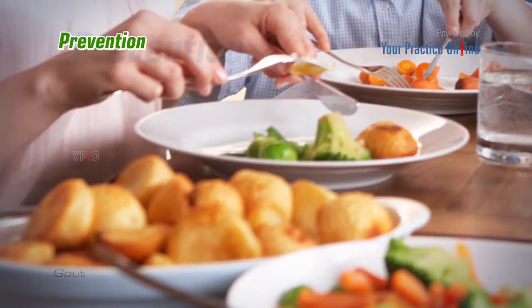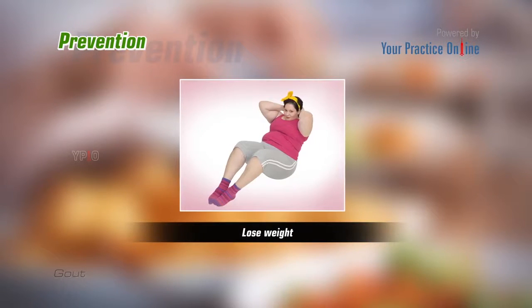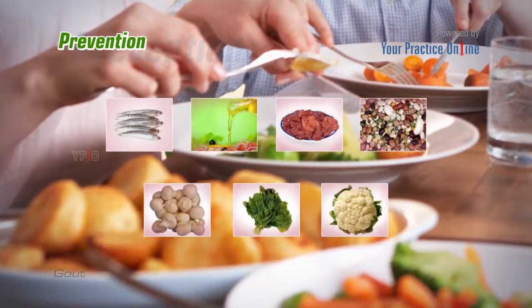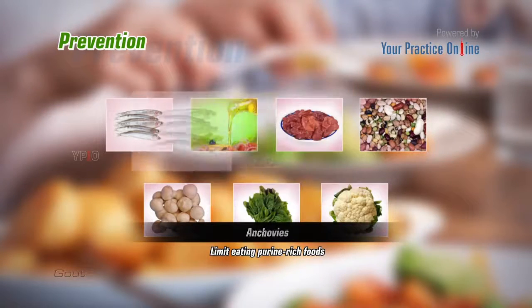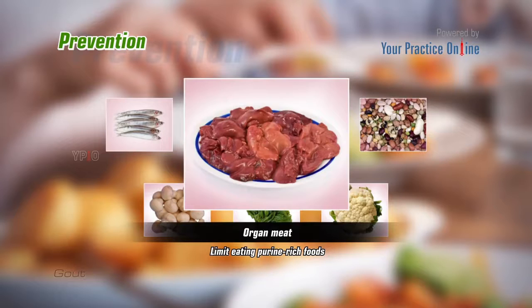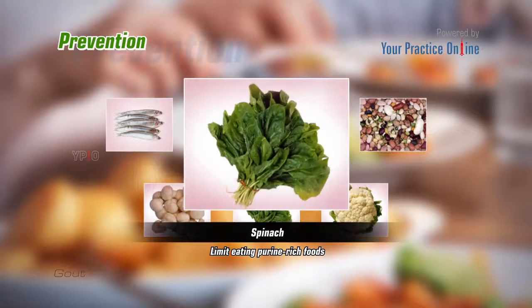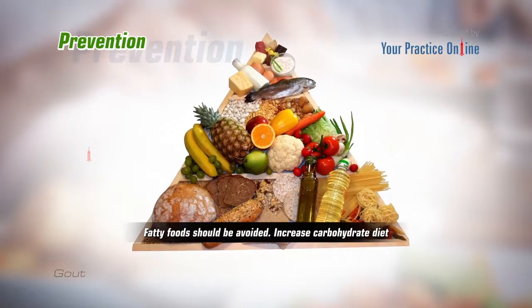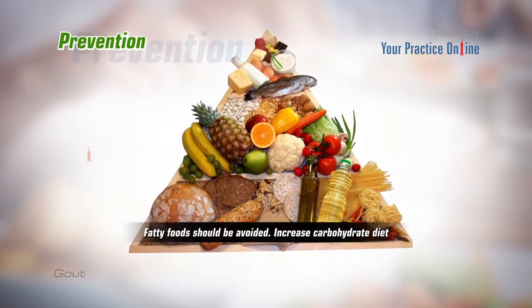For preventing a gout attack, patients should eat a healthy diet, avoid alcohol, and if obese, should try to lose weight. Try to limit eating purine-rich foods, especially anchovies, oils, organ meat, legumes, mushrooms, spinach, and cauliflower. Fatty foods should be avoided, and an increased carbohydrate diet may be recommended.